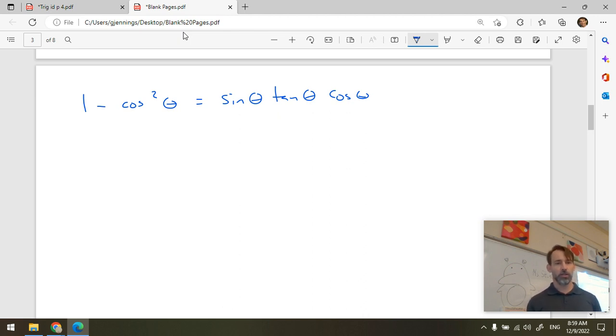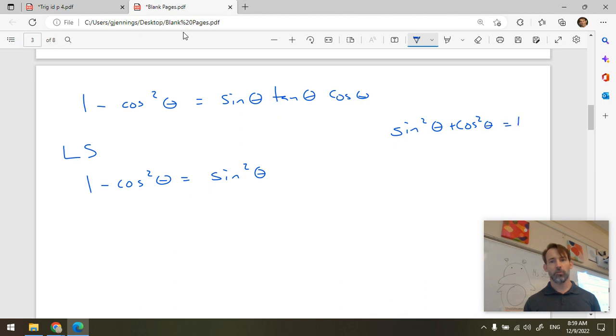So let's go on the first side. 1 minus cosine squared theta. We're going to start on the left side. 1 minus cosine squared theta is actually equal to sine squared theta. Why? Well, because sine squared theta plus cosine squared theta is equal to 1. So if you subtract cosine squared theta from both sides, you'd have 1 minus cosine squared theta equals sine squared theta. So the left side is just equal to sine squared theta. Cool.